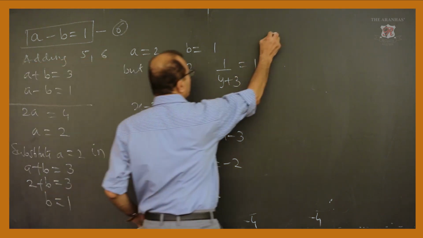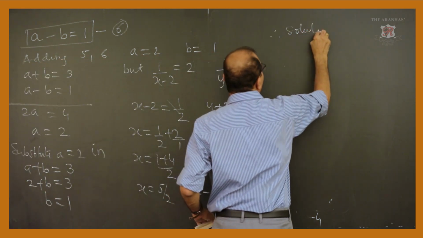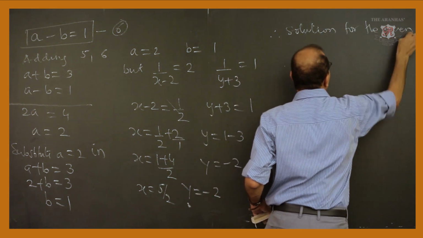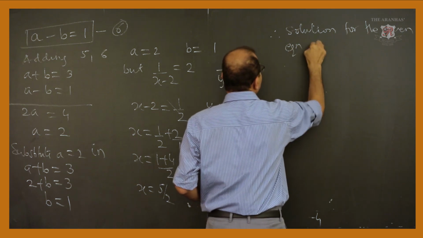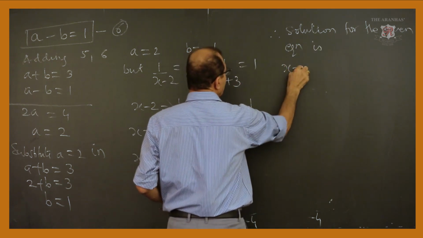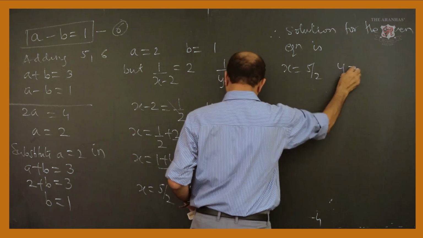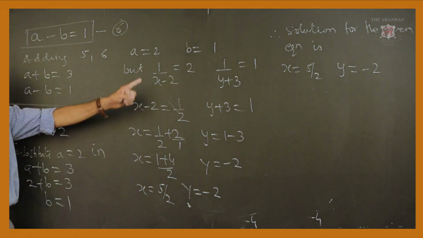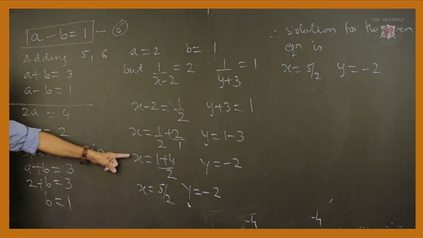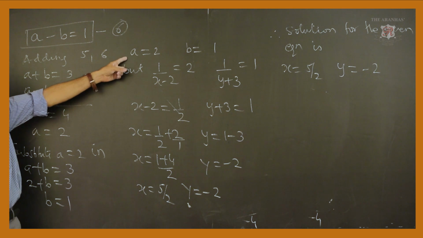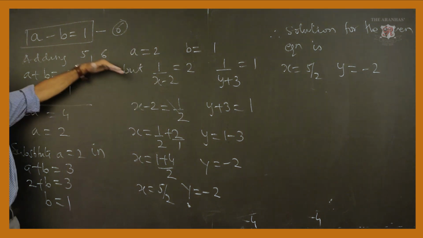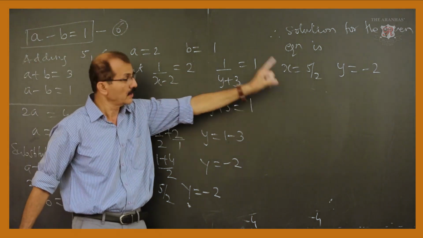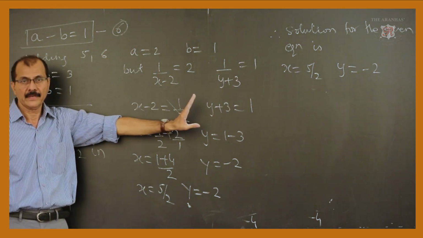Therefore, the solution for the given equation is x equals to 5 by 2 and y is equals to minus 2. So this completes the sum. So don't forget that after getting the value of a and b, it is not complete. You have to further re-substitute for a and b and get the value of x and y. So that completes the sum, right?